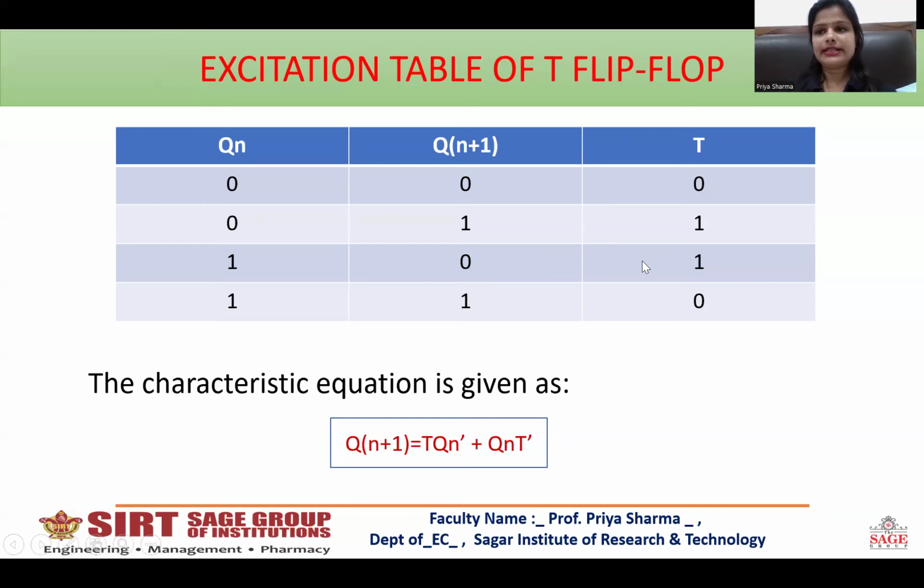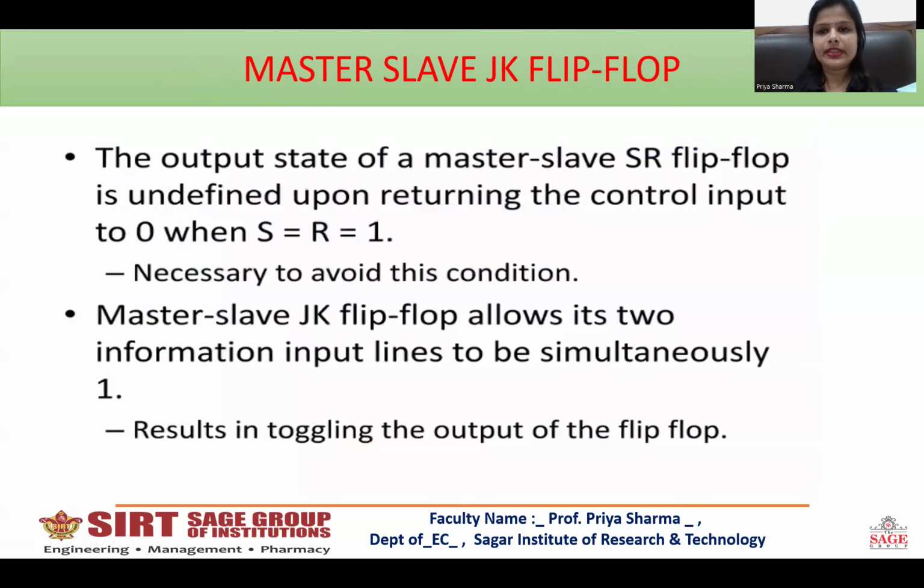And from the excitation table, the characteristic equation can be drawn, which comes out to be Qn+1 equals TQn bar plus Qn T bar. To solve this using a T flip-flop, as we have seen, there is a problem in the JK flip-flop: with both the inputs high, there is toggling in the output state, as we have written don't care over here.